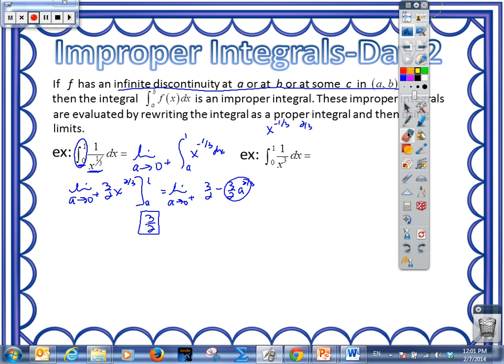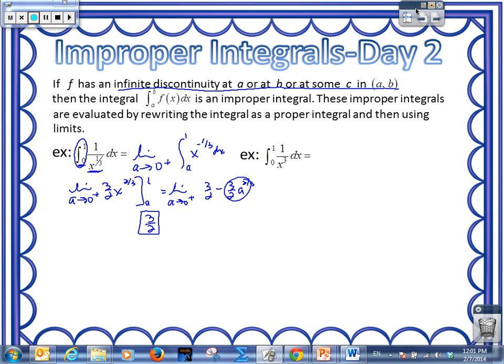Let's look at our next one. Okay, this one, same kind of issue. We are not defined on one of the bounds, the lower bound, so we're going to have to do the same kind of setup that we did on the first one. So this is going to be the limit as a goes to 0 from the right, and I'll write it in negative exponents, just easier to think about. A to 1 of x to the negative 3 dx. Okay, so we do the antiderivative. I add 1 to that, I get negative 2. I divide by negative 2, I get negative 1/2.